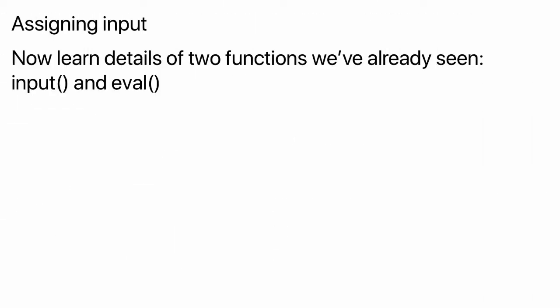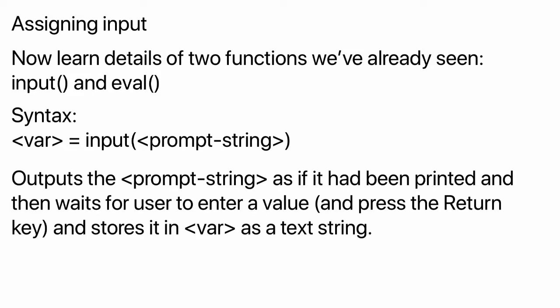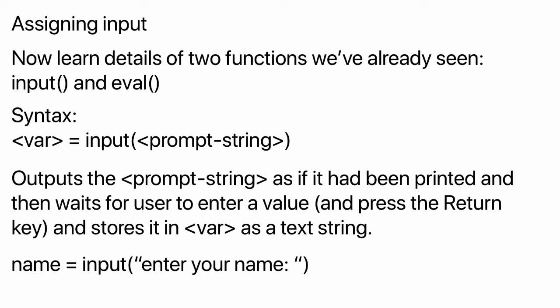Now we'll learn some more details of two functions we've been using, input and eval. The syntax diagram for the input function is a variable equals input and then parentheses, followed by a prompt string. The semantics of this is it outputs the prompt string message and then waits for the user to enter a value and stores it in the variable as a text string. Note you must press the return key before Python will continue and execute the next statement. An example is name equals input, and then a string, enter your name.